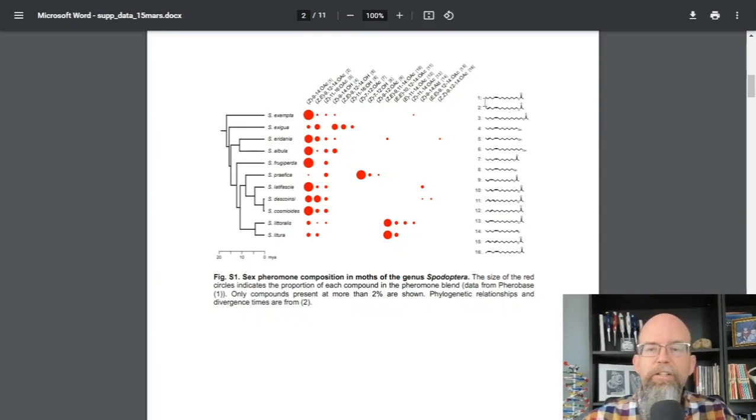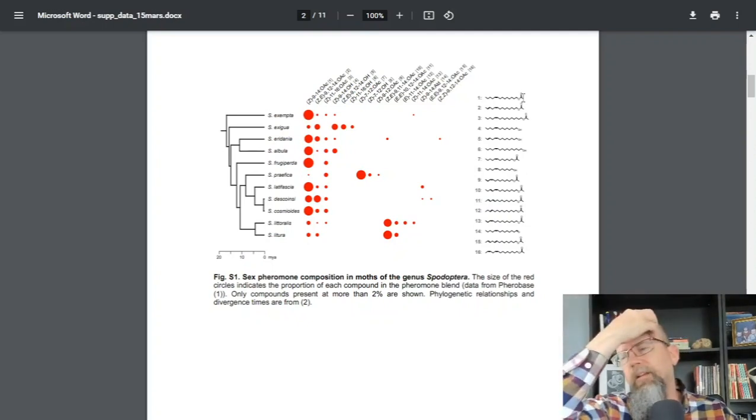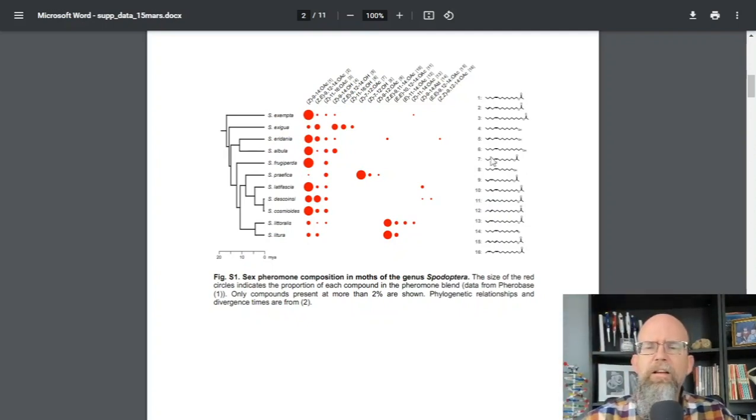And then down here on the right-hand side is a little graphic depicting the molecule itself. So they're really simple molecules, right? A long chain with a little oxygenated portion at the end. So these are carbon, hydrogen, and there's some oxygen in there. And so these are the pheromones that are being produced. So there's just slight differences typically in the length of these molecules.